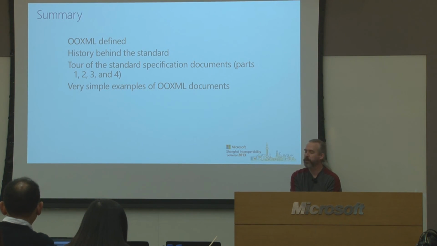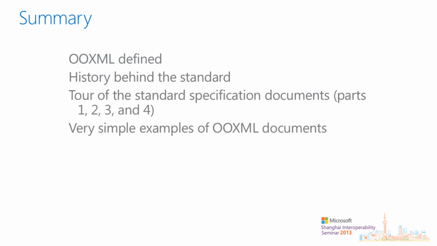So what we have covered: we've defined what OOXML is. We've given a brief history behind the standard. We've taken a little bit of a tour of the standard specification documents, the different parts, and then some simple examples of what they look like, breaking them open and taking a look. So, any questions?